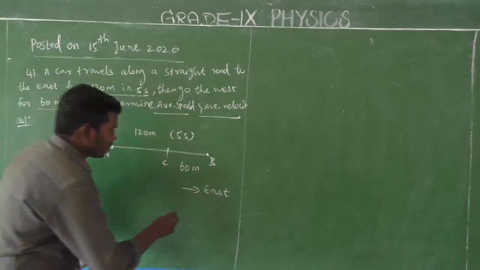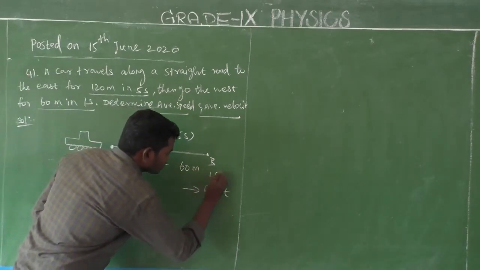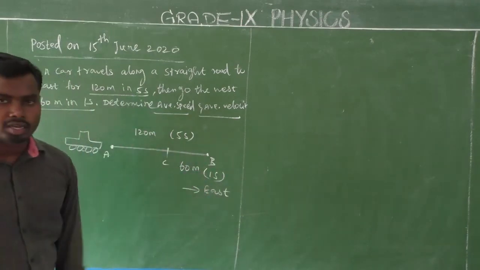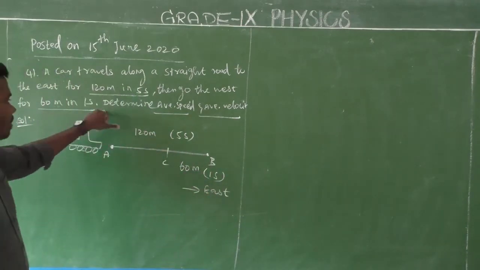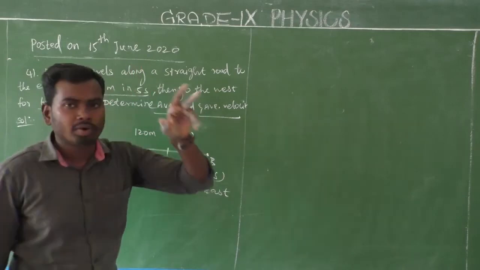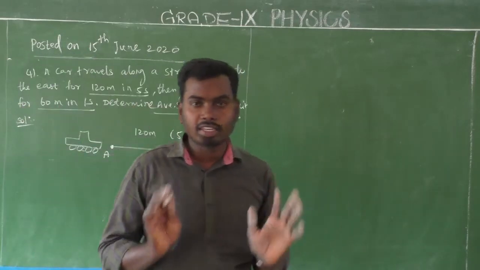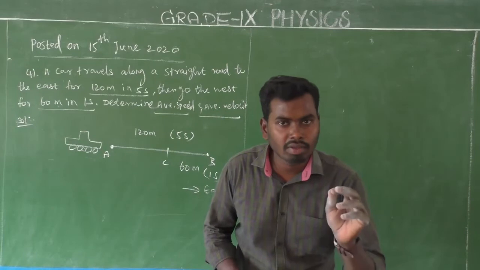1 second. Just 1 second. Time taken how much? 1 second. Is it clear? Yes. Determine the average speed and average velocity. That is the question. Determine the average speed and average velocity is a very, very important question.